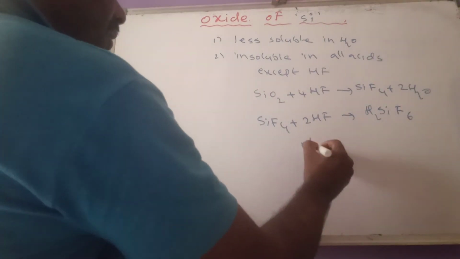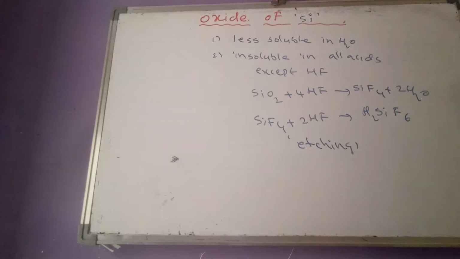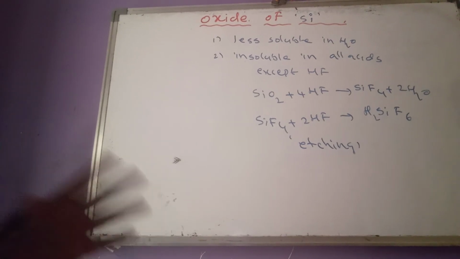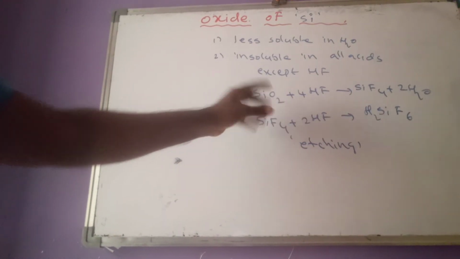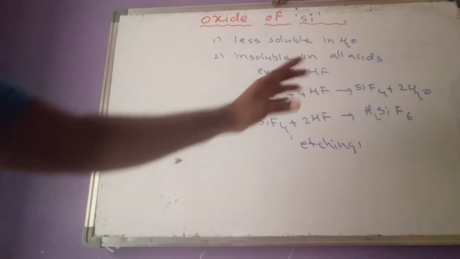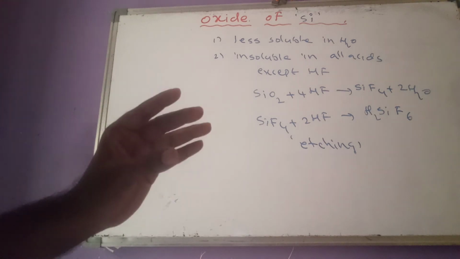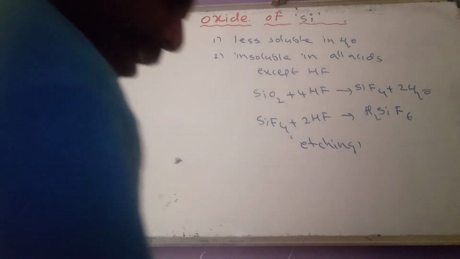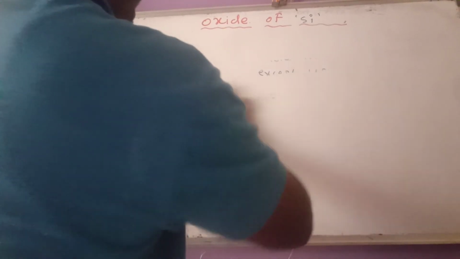H2SiF6. This process is called etching. Etching means writing on glass. In the etching process, we use this reaction: silica present in the glass reacts with HF and produces H2SiF6, hydrofluorosilicic acid. Due to that, we are able to see the letters. So this process is called the etching process.